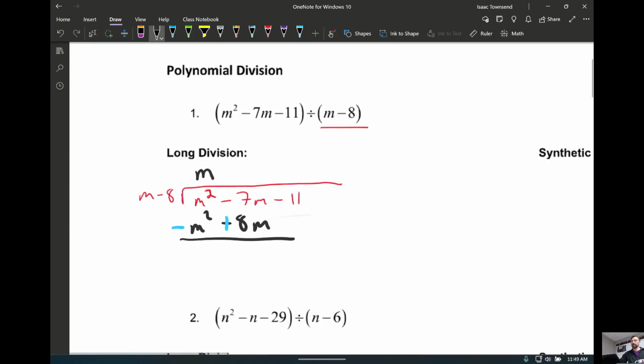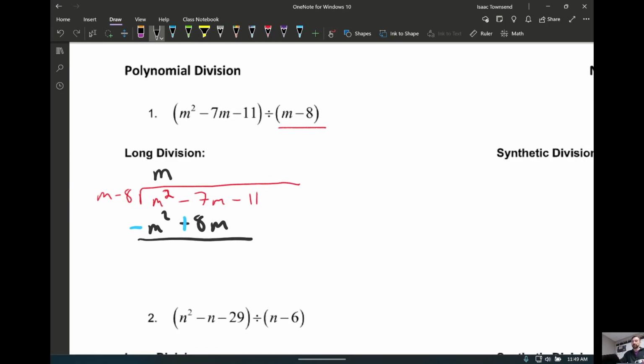Okay, these two should add to 0, otherwise we didn't pick the right thing there. So m squared minus m squared goes to 0, and then use the rest of this to combine like terms. Negative 7m plus 8m would be 1m. Negative 11 plus nothing is negative 11. And then that's the entire algorithm. So now we just need to repeat it as much as we can.